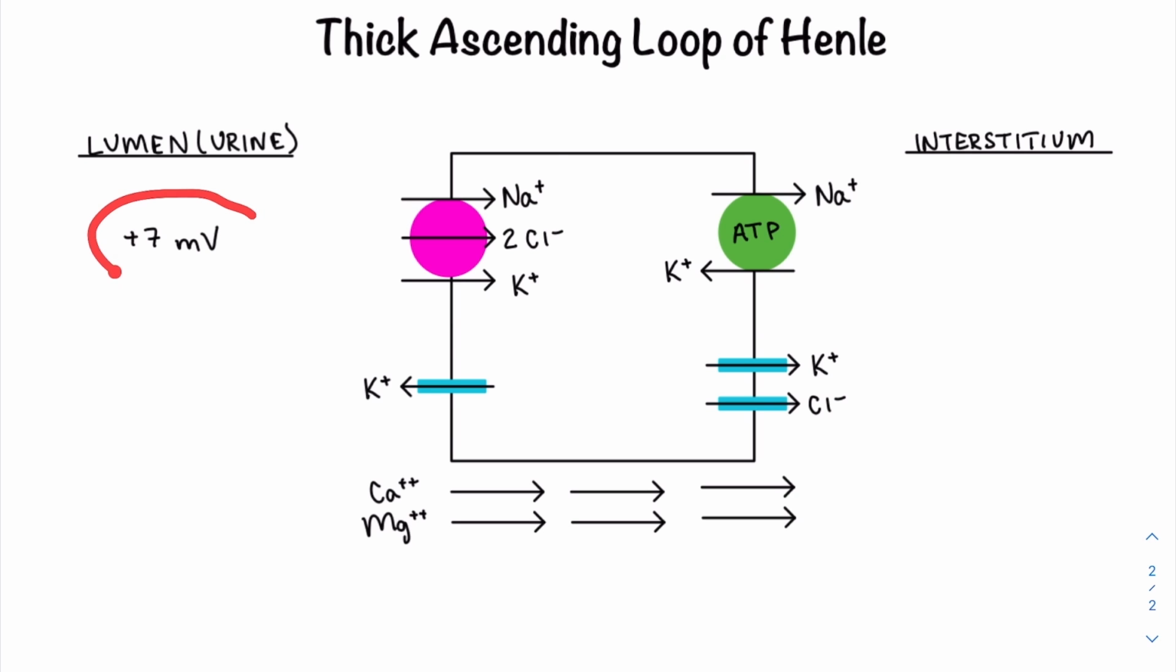So now you don't have this positive lumen potential, and that means that there's really no driving force for calcium and magnesium to go into the interstitium and be reabsorbed. So this process gets inhibited as well. And basically what that leads to is calcium and magnesium staying in the lumen, and then being excreted into your urine. So that's the basic gist of why, if you use a loop diuretic like furosemide, you're going to have an increased urinary excretion of ions such as calcium and magnesium.